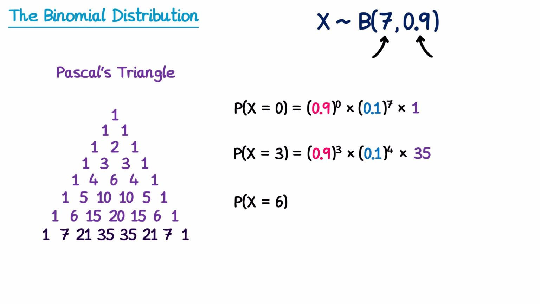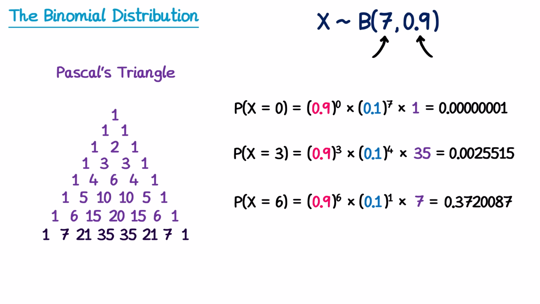Why not pause the video and see if you can do the last one yourself? The answer for this one is 0.9 to the power 6, multiplied by 0.1 to the power 1, and then we go along to the number corresponding to 6 successes, which is this 7 here, so multiplied by 7. If you type all of these on your calculator, you'll get these values here. So if we have a binomial distribution, we can use this method to calculate probabilities quite quickly.